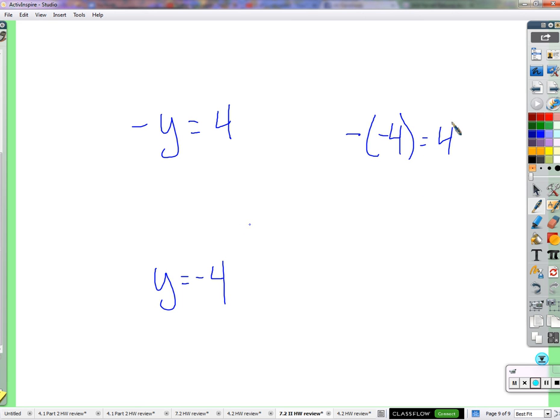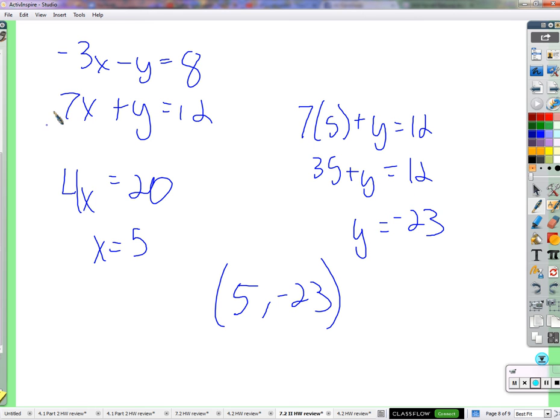How did you get the 4x? So 7x minus 3x is 4x. And then divide by 4, you get x is 5. Substitute that in, and cha-ching, y is negative 23. Oh, okay. Right.